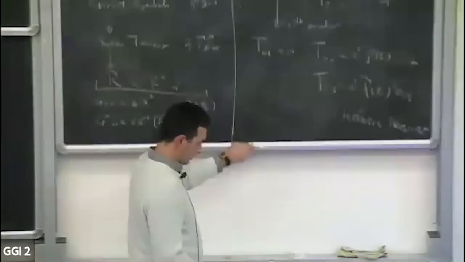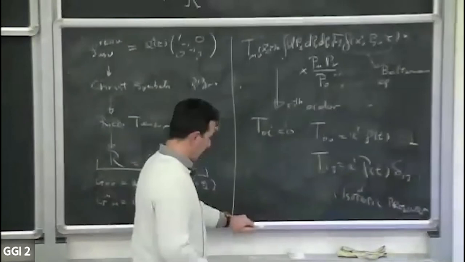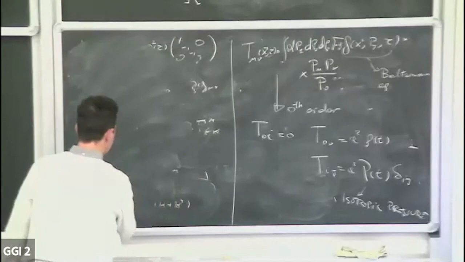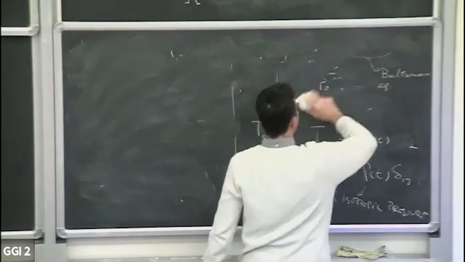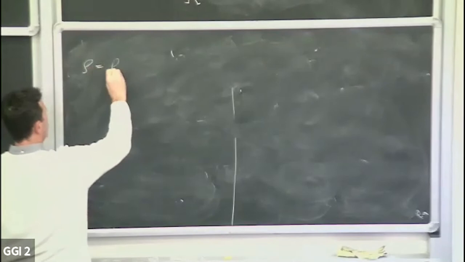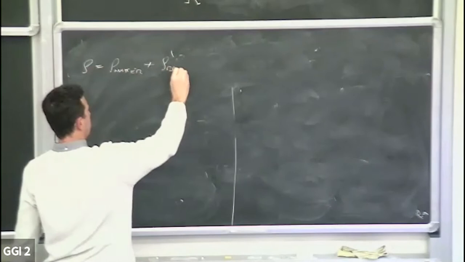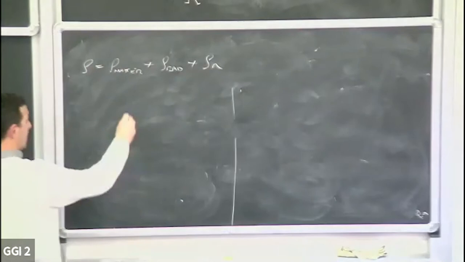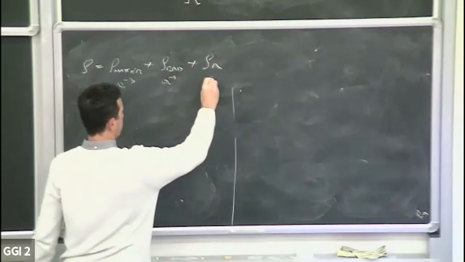The only thing I want to remind you is that now, in general, we don't have a single fluid. So the energy density will be given by a sum of different energy densities. So rho will be given in general by rho matter plus rho radiation plus rho lambda. And all of them have different dependence on the scale factor.